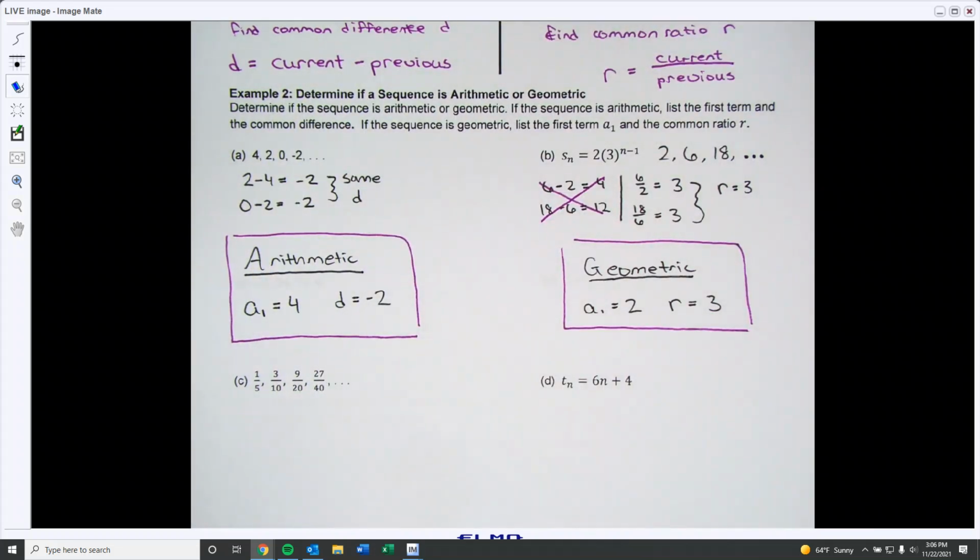All right, so you've seen how to do 2 of these. What I would encourage you to do right now is pause the video and go ahead and try C and D on your own. See if you can figure those out.